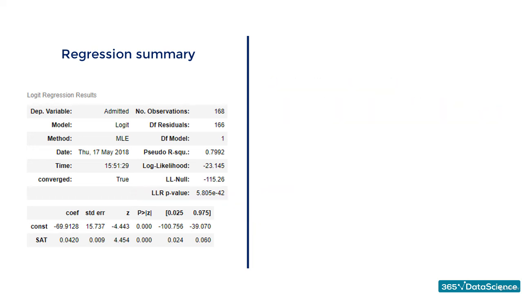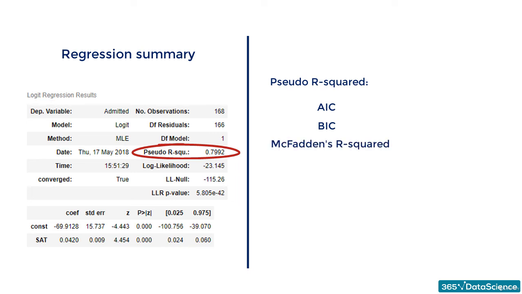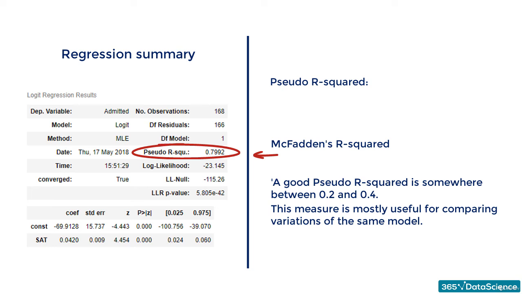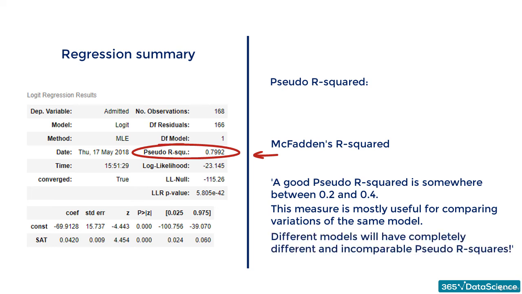Finally, let's talk about the pseudo R-squared. Unlike the linear one, there is no such thing as a clearly defined R-squared for the logistic regression. There are several propositions which have a similar meaning to the R-squared, but none of them is even close to the real deal. Some terms you may have heard are AIC, BIC, and McFadden's R-squared. Well, this one here is McFadden's R-squared. According to McFadden himself, a good pseudo R-squared is somewhere between 0.2 and 0.4. Moreover, this measure is mostly useful for comparing variations of the same model. Different models will have completely different and incomparable pseudo R-squares.